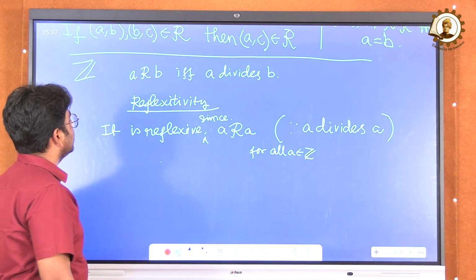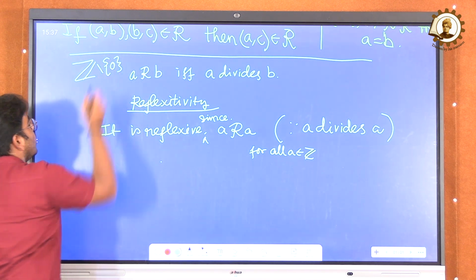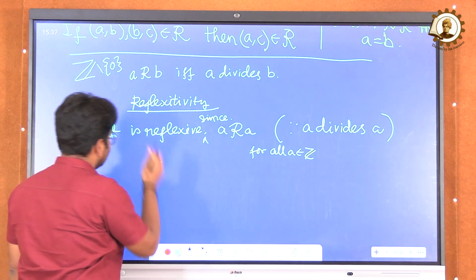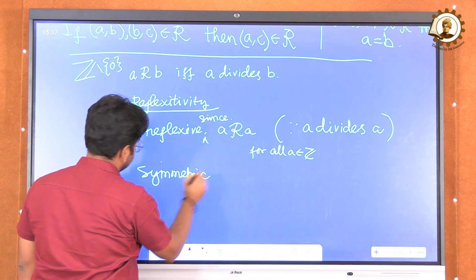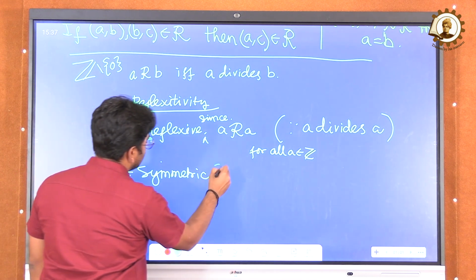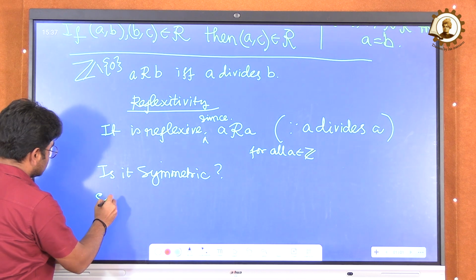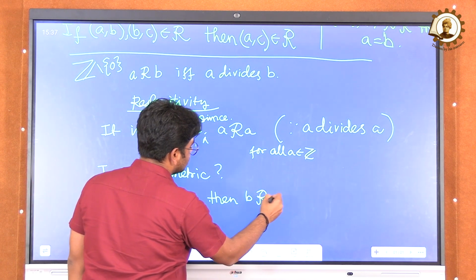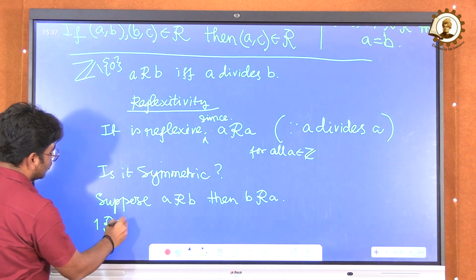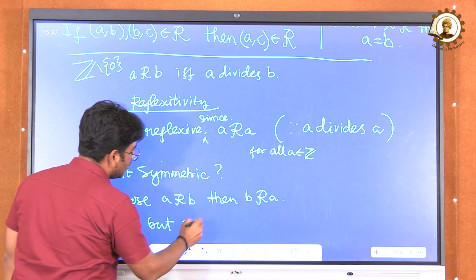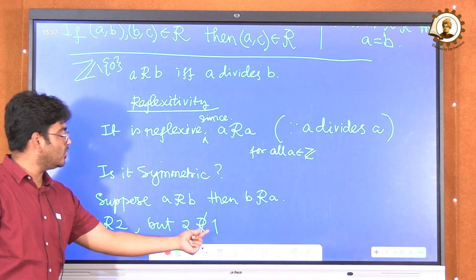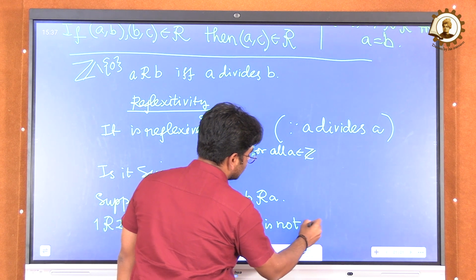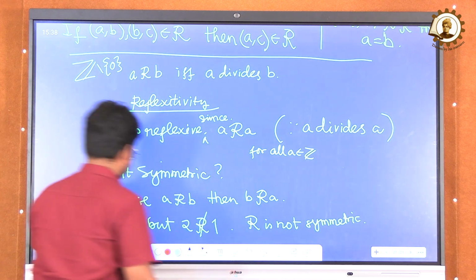One thing to be noted is that our set cannot contain 0, because division by 0 is undefined, so we remove the 0 element. Then, is it symmetric? Suppose A is related to B, then B should be related to A. But here 1 is related to 2 because 1 divides 2, but 2 does not divide 1, so 2 is not related to 1. So R is not symmetric.